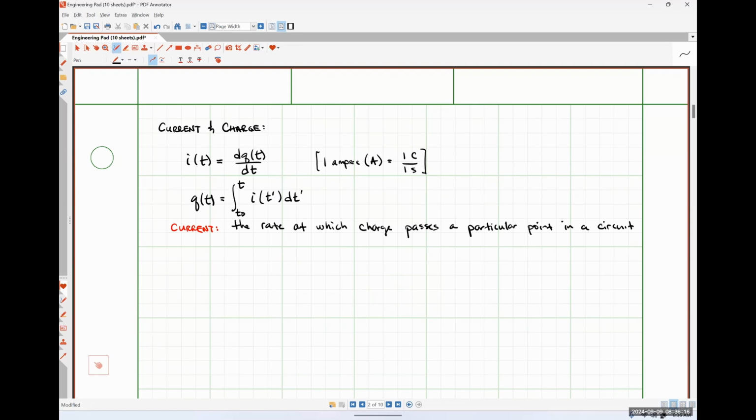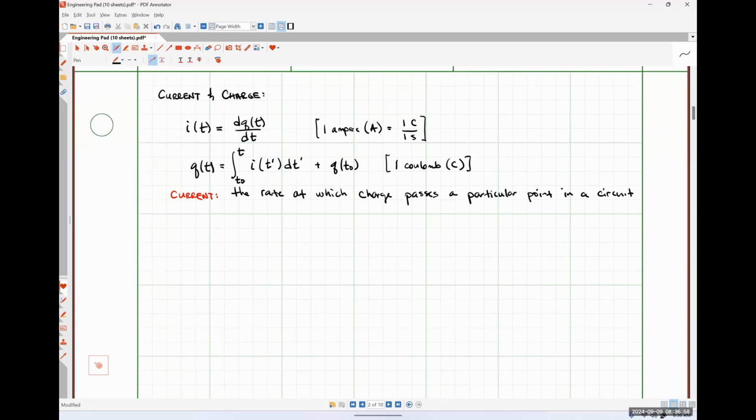Now we need to add one more thing to this expression, and that is what's called an initial condition. So since we're evaluating from t naught to t, we have to add to this expression the charge at that point in time, t naught, where charge is measured in coulombs.